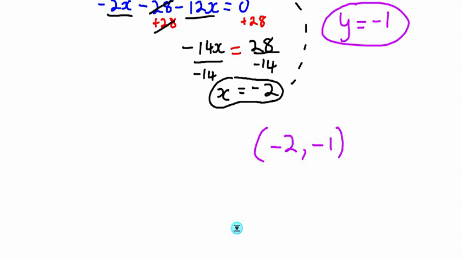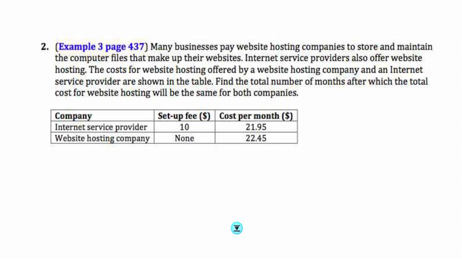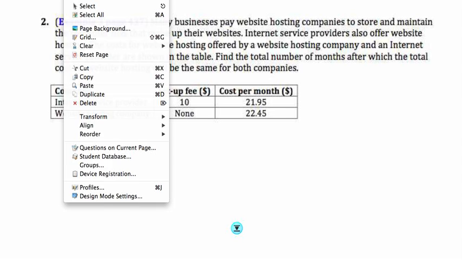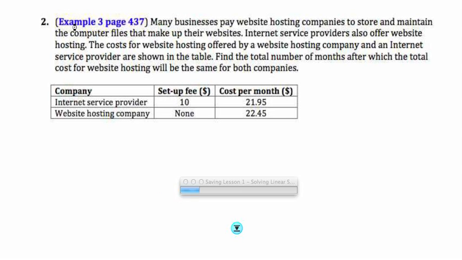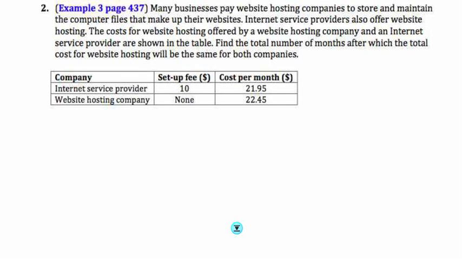Okay, what we'll do now is go ahead to the word problem. The only difference in the word problem, of course, is that the additional challenge is for us to establish our linear system in the first place by translating the given information into a linear system. So we have businesses who pay website hosting companies to store computer files. Internet service providers also offer this as well.